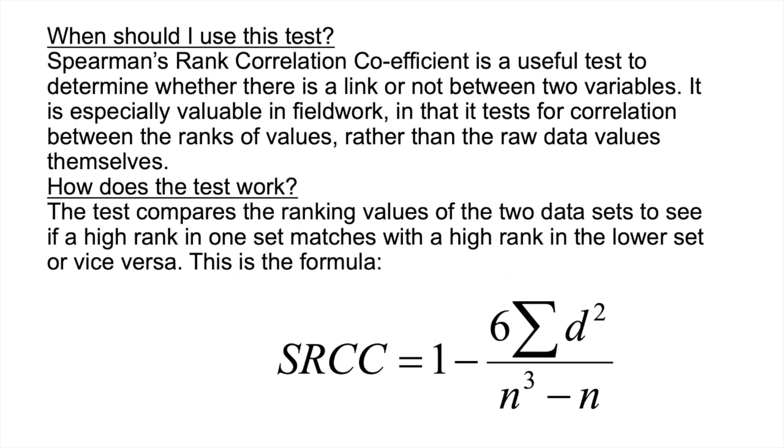So how does the test work? Well, the test works using that formula at the bottom, and you're going to end up with a Spearman's rank number of between -1 and +1. -1 being a perfect negative correlation, +1 being a perfect positive correlation. And I'm now going to show you through a demonstration video how to use Spearman's rank.